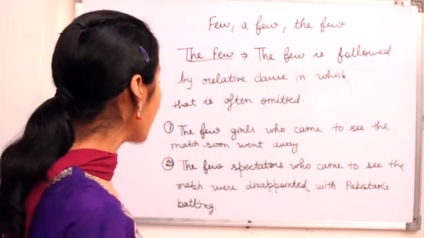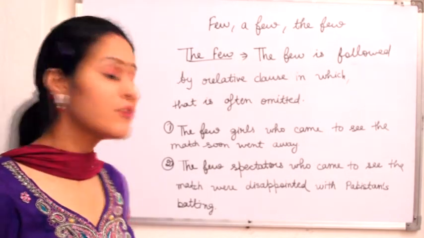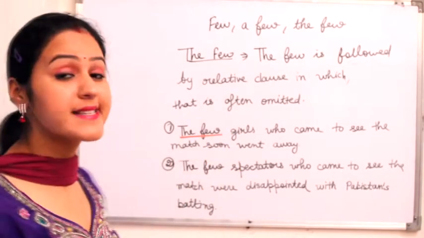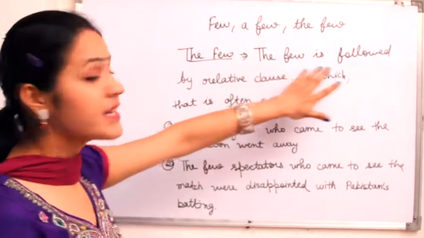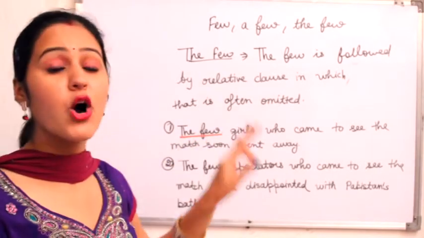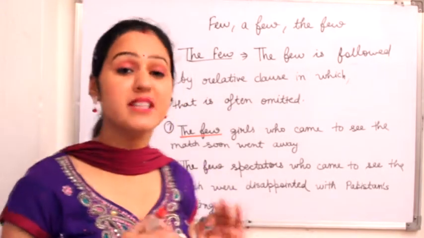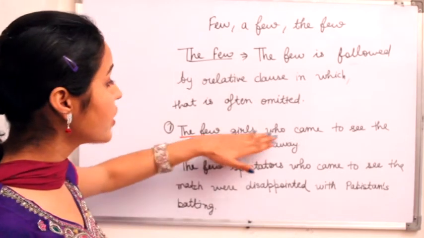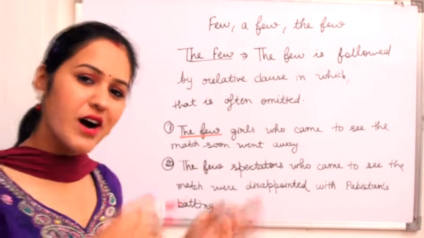So here I utilize the few. But why do I utilize the few? First, what is the exact meaning of the few? I write here the few is followed by a relative clause in which that is often omitted. It means we can adjust that in the sentence. So first I write here: The few girls who came to see the match soon went away.